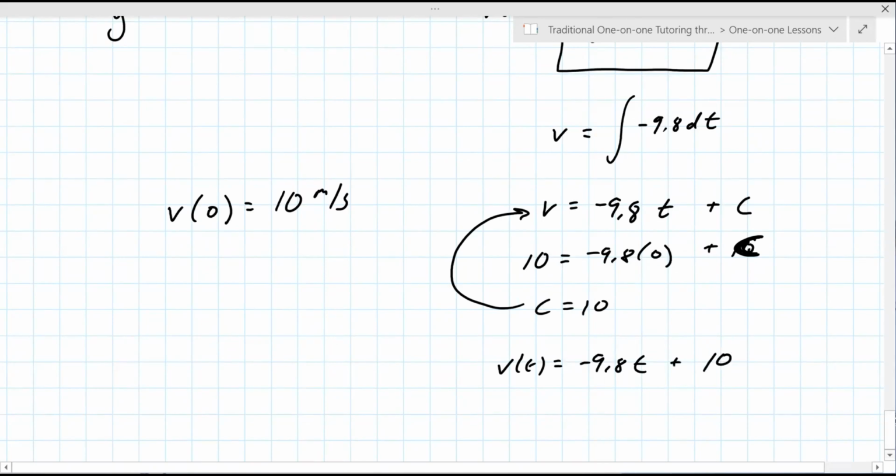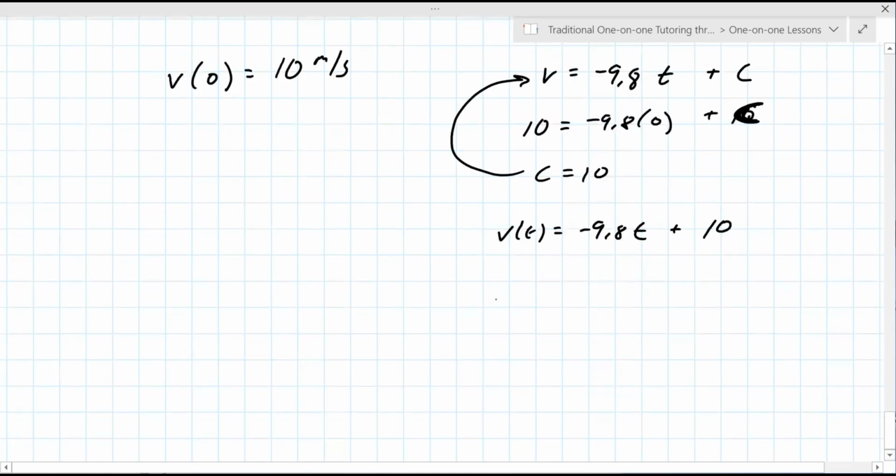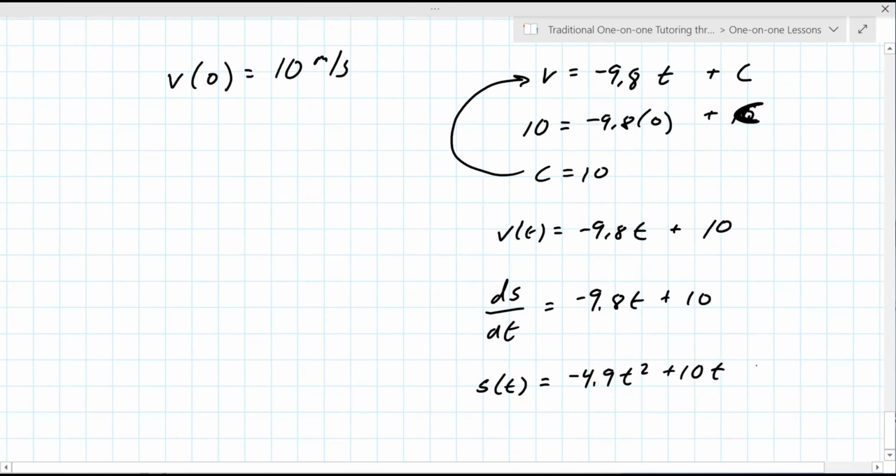But this is also a differential equation. The derivative here, the derivative of position, is this minus 9.8 t plus 10. So when you integrate both sides, your position function becomes minus 4.9 t squared plus 10t plus c.